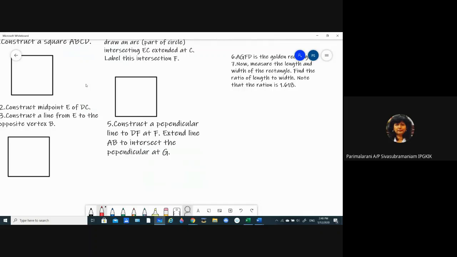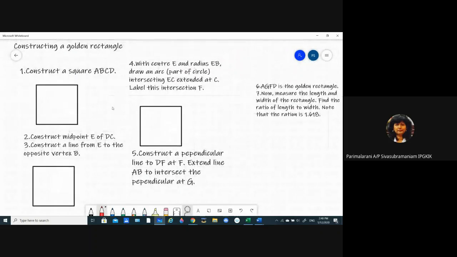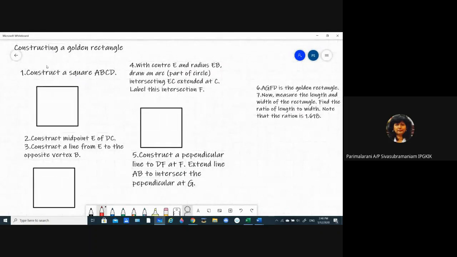We're going to see how we can construct a golden rectangle. This is our application part. To construct a golden rectangle, we start with a square. Construct a square ABCD. So this is a square, which means all the sides are the same length. The side can be any length. You can construct a square which has a side length of 3 centimeters or 5 units or whatever you like.